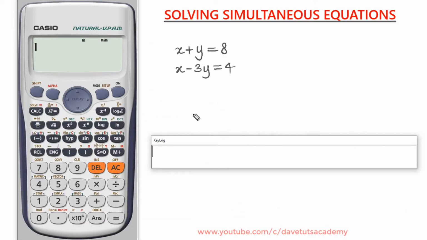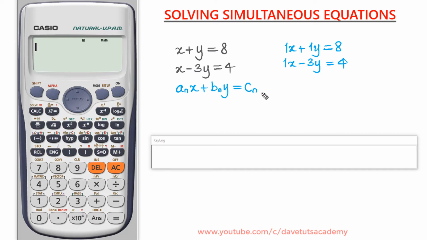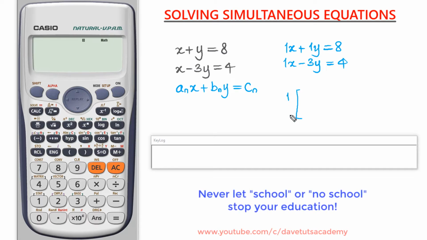So here we have the equations x plus y is equal to 8 and x minus 3y is equal to 4. The keylog is going to be showing all that I will be pressing on the calculator. But first, we need to break this down into a format that we can easily input into our calculator. If we want to express this simultaneous equation with the coefficients, we are going to have 1x plus 1y is equal to 8 and 1x minus 3y is equal to 4. 1 is generally not written in our simultaneous equation, and this conforms to the general equation: the coefficient of x plus the coefficient of y multiplied by y is equal to the constant c.